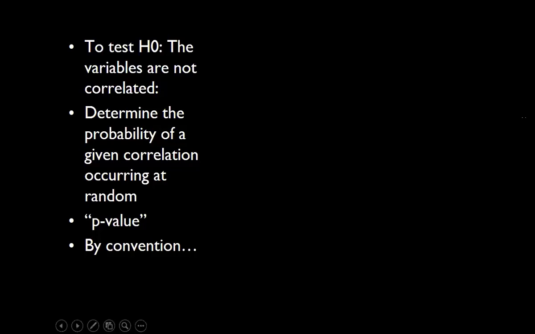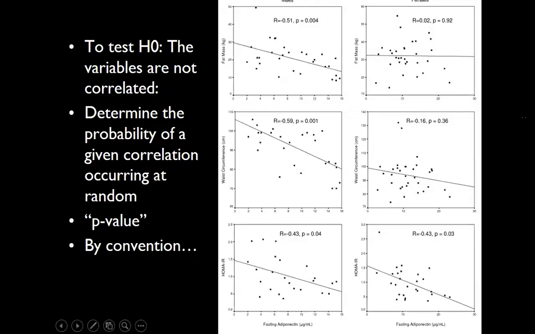And so by convention, there's a probability below which we conclude that, in fact, it isn't random. There's something going on. Anybody know what that p-value is? Yeah, 0.05, 5%. So when we get a p-value of 0.05 or less, it tells us there's a less than 5% probability of your correlation occurring at random. And we say it's not random. We reject the idea that they're not correlated, and we say they are.